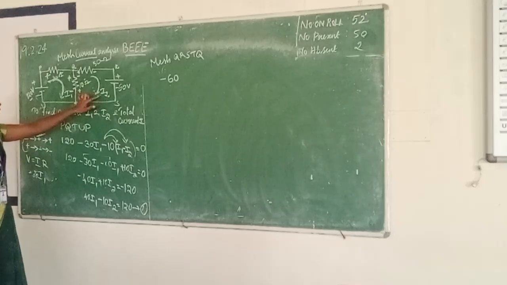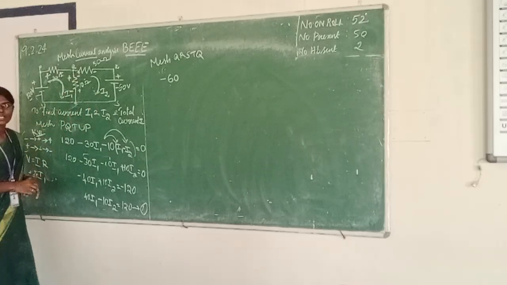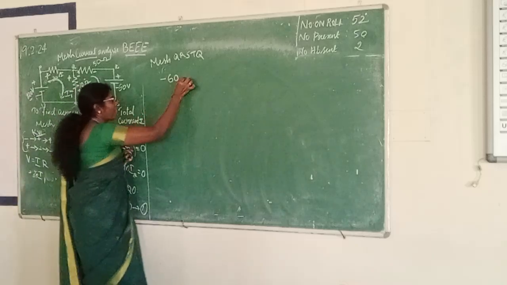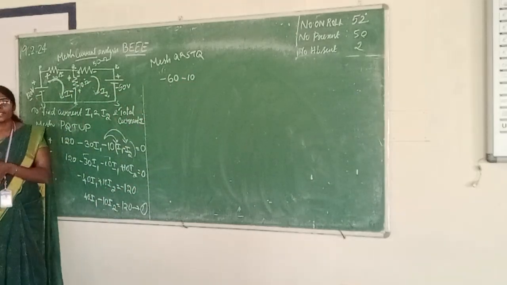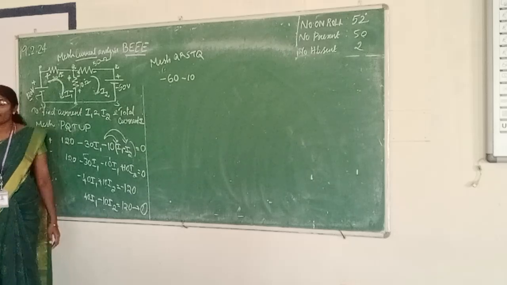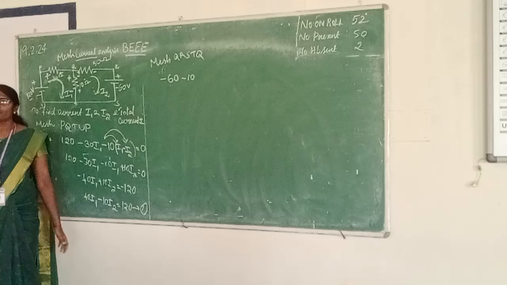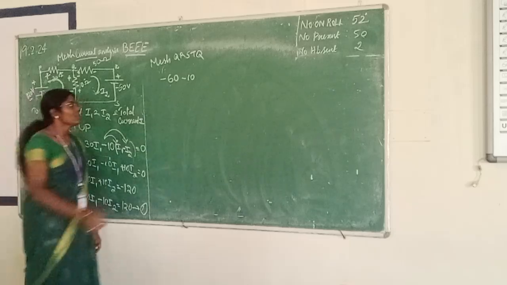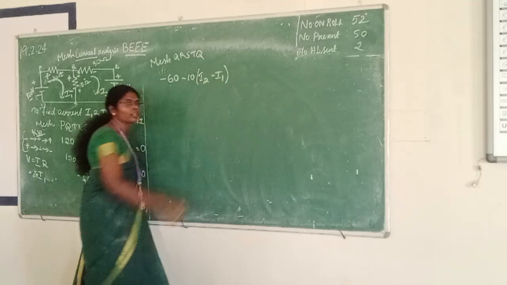Okay, and now here, the current flow is how? Plus 2 minus. How will we write it out? Minus 10. But the 10 is common to I2 as well as I1. Here, who should be mentioned first? I2. So how will we write it? I2 minus I1. So it is written as I2 minus I1.